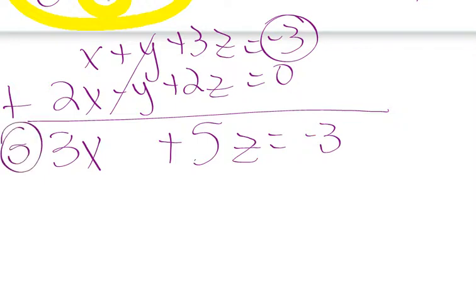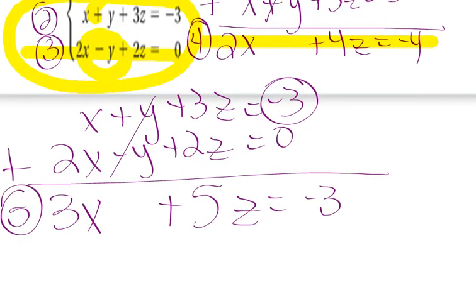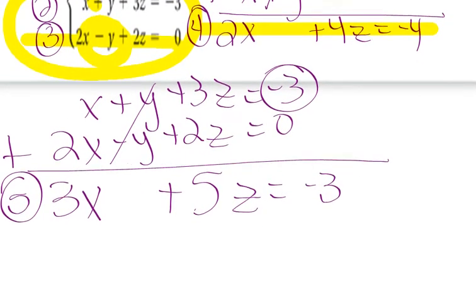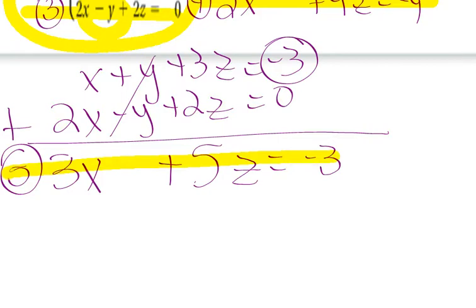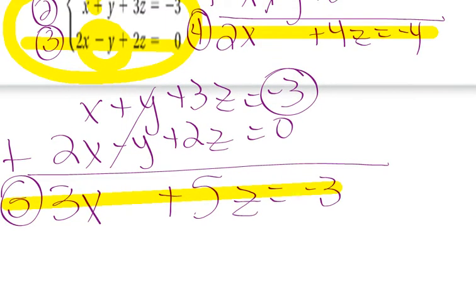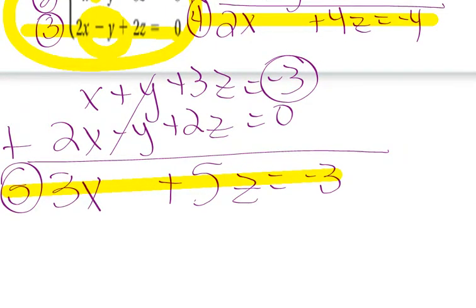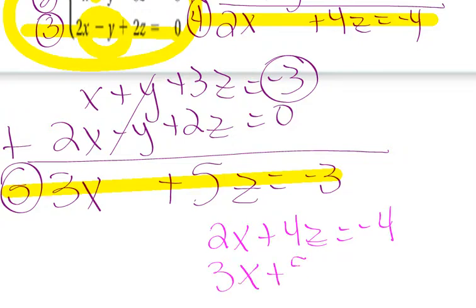Now we've eliminated one variable out of our 3. Now we've got to eliminate one more to get it down to one variable and solve. So we're going to take our equations 4 and 5, and now we're going to combine those to eliminate yet one more variable. So we get 2x plus 4z equals -4, and we're going to add to that 3x plus 5z equals -3.